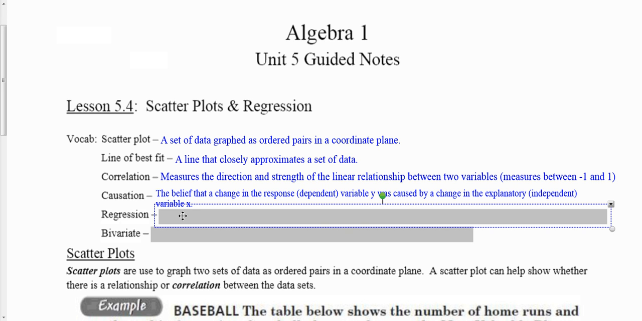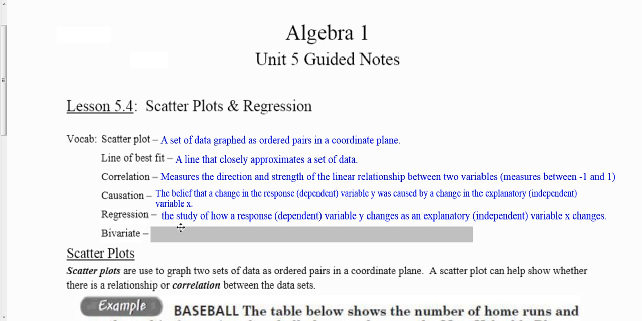Regression. Regression is the study of how a response, or the dependent variable, y, changes as an explanatory, or the independent variable, x changes. So regression is just basically, again, we're looking at how whenever x changes, it affects y.